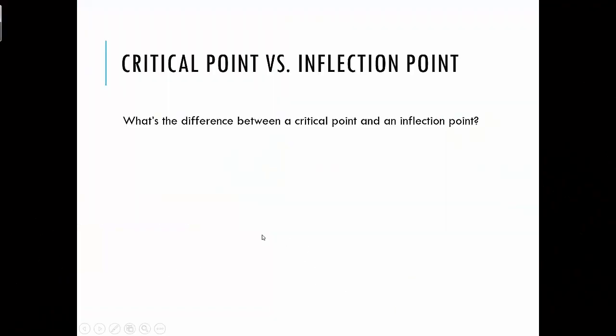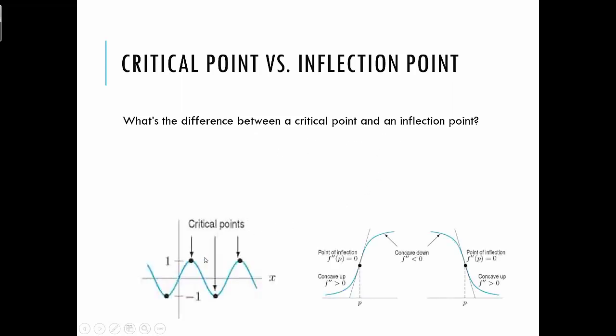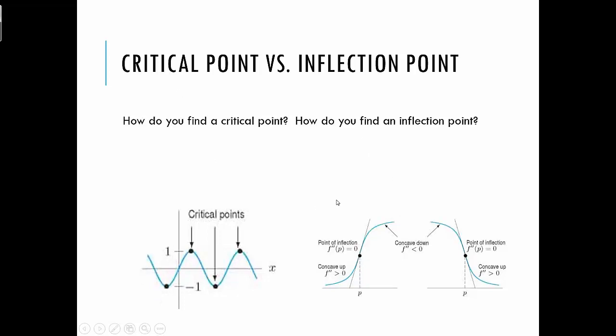Right, let's look at just a review of the difference between a critical point and an inflection point. Can you think of what the differences are? A critical point is where something critical is happening, right? A maximum, a minimum. And an inflection point is where we're changing concavity, or where we also said the point of diminishing returns. How do you find a critical point?